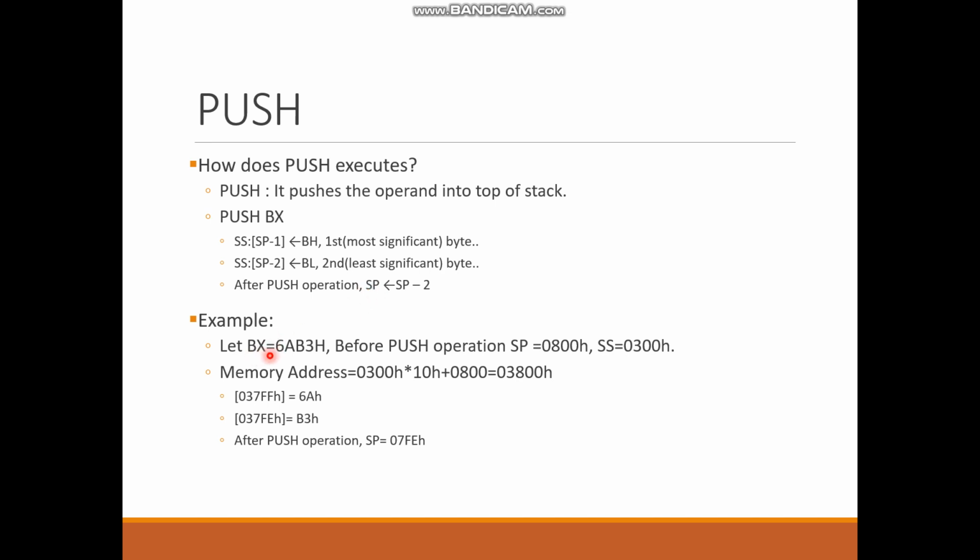So let's take this example. Let BX equal 6AB3, and before the push operation, the stack pointer is this value and the stack segment is this value. The memory address, which is the physical address, is calculated using the methods we have already talked about: shifting the segment value by 1 hexadecimal digit and adding it to the offset, which is the stack pointer. In this case, the stack pointer points to this memory location, but it's going to be decremented by 1, then the BH is going to be stored. So at 037FF, which is this one decremented by 1, 6A is going to be stored there, and at 037FE, which is the original one decremented by 2, the BL is going to be stored there. After the push operation, the stack pointer is going to be pointing to the original stack pointer - 2, which is this memory location.